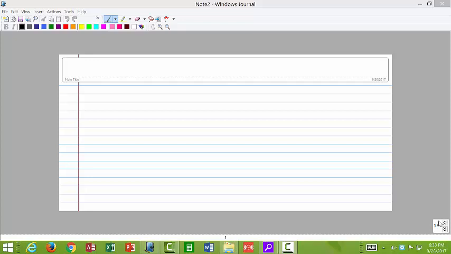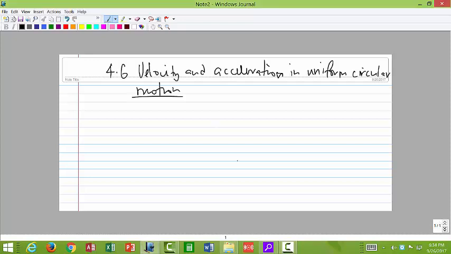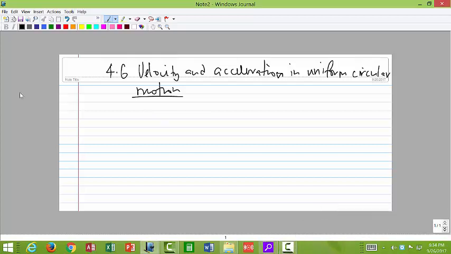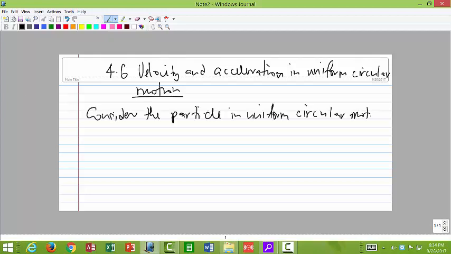Section 4.6 is velocity and acceleration. This is velocity and acceleration in uniform circular motion. So I'll again draw for you the trajectory of the particle. We look at the particle in uniform circular motion below. Let me draw the circular part. So we have something like that.